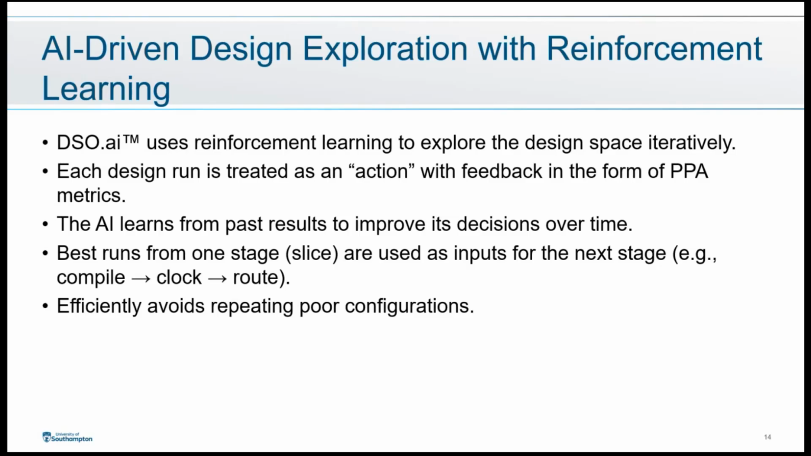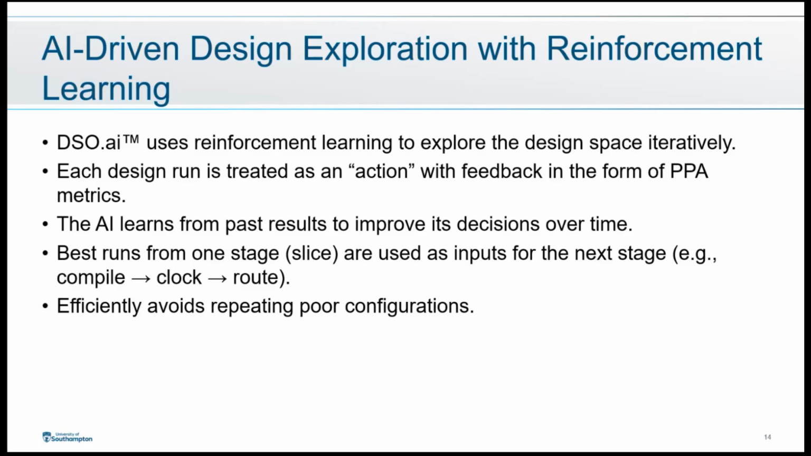So each run is like a decision or action taken by the AI. After every run, the tool receives feedback based on power, performance, and area results. And this feedback acts like a reward. So over time, the tool learns what set of parameter combinations tend to perform better and steers the future runs in that direction. This is far more efficient than manually and randomly tuning parameters, hoping for better results.